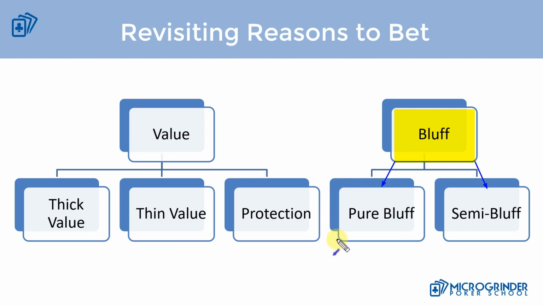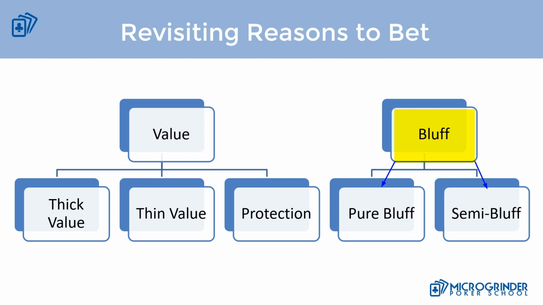If we have a really crappy hand that has a very low probability of improving, but we think we have good fold equity, meaning we think our opponents are going to fold a lot, then we can bet as a pure bluff. Now, when we have a drawing hand that has a decent probability of improving on the next round of action or by the end of the hand, that's what we consider a semi-bluff.